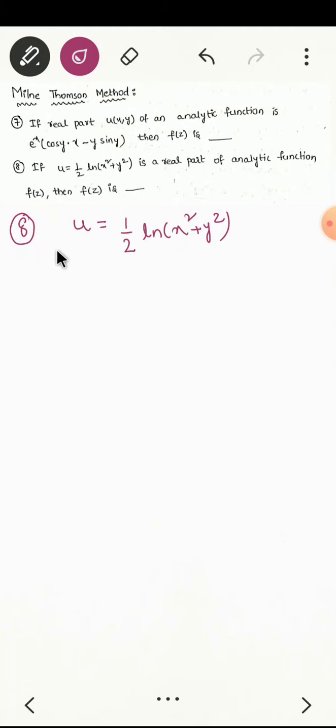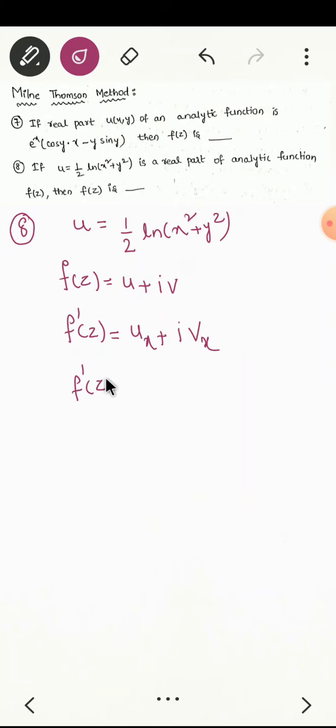Very easy. First write f of z. f of z is equal to u plus iv. Because they have given u, first do differentiation with respect to x: ux plus i into vx. Now convert this into u, that will be minus uy. Then f dash of z, but we don't know ux and uy.